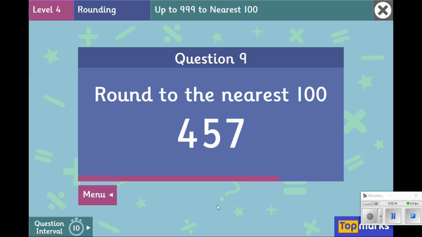Round 457 to the nearest 100. Round 495 to the nearest 100.